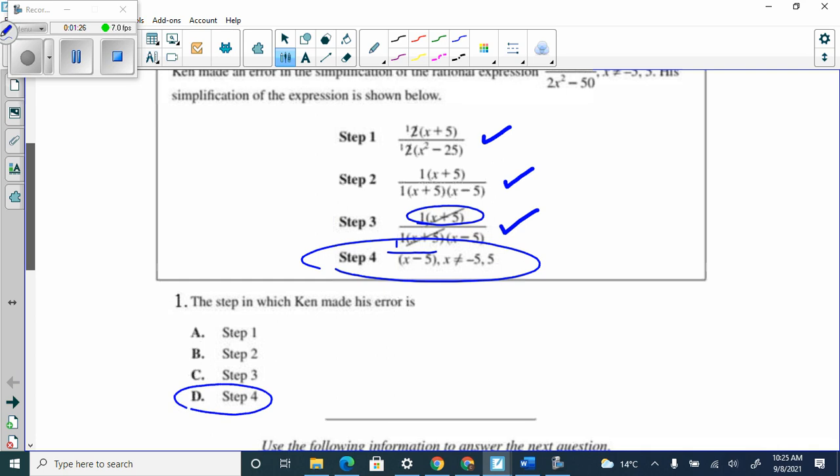Does that make more sense how to state where the error exists? If it's between 2 steps, you always pick the last step, not the first one. Okay.